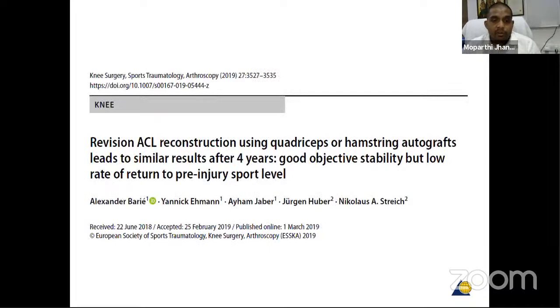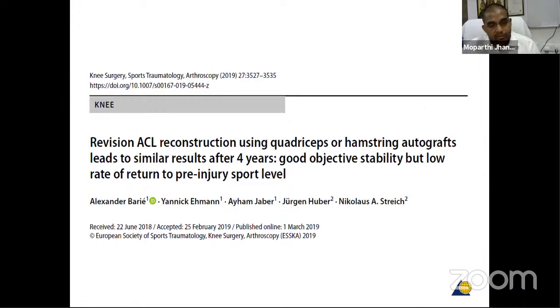Revision ACL reconstruction using quadriceps and hamstring autografts leads to the same results. It was a recent study done in 2019. After 4 years, objective stability is good, but returning to the pre-injury sports level was a little bit inferior with both the grafts, that is with the quadriceps bone-tendon-bone, or with the hamstring autografts.